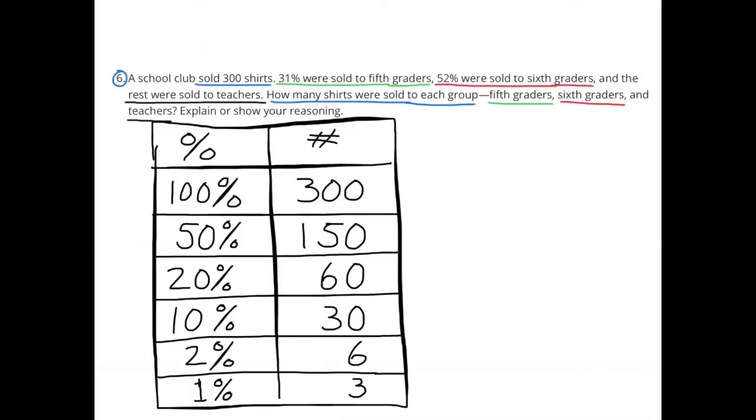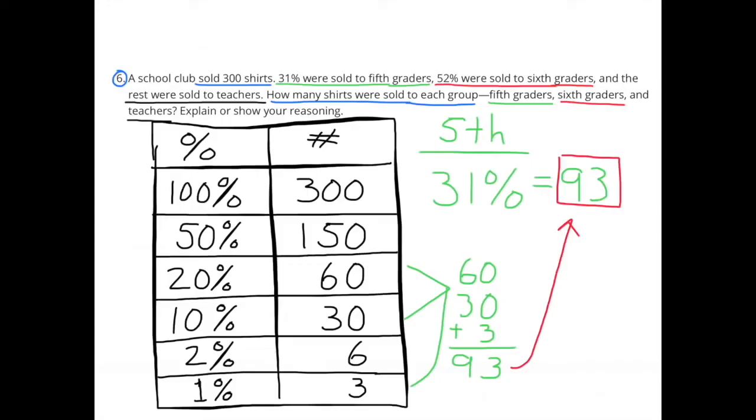Now I'm able to use this chart to see how many shirts were sold to 5th graders, 6th graders, and teachers. First, the 5th grade. Since 31% of the shirts were sold to 5th graders, I needed to total 31%. I added up the value for 20%, 10%, and 1%, giving me 31%. And those values were 60 shirts for 20%, 30 shirts for 10%, and 3 shirts for 1%, totaling 93 shirts. 93 shirts were sold to the 5th graders.